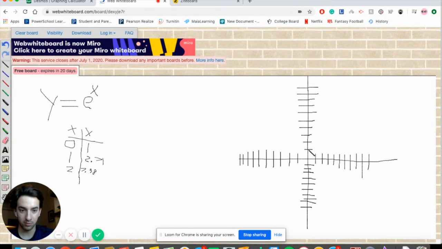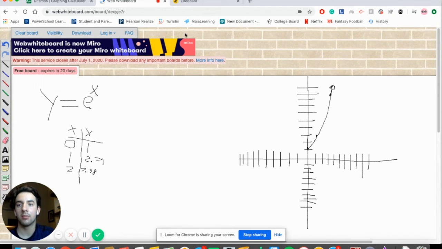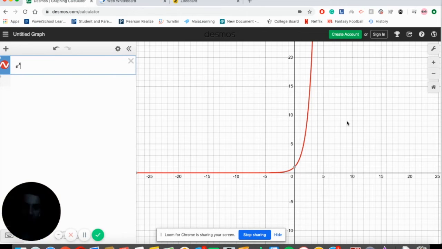So first we go to 0 and 1. We plot it in there. Then we go to 1 and 2.7, which would be about here. And we go to 2 and 7.38, which would be around here. And then the only thing we have to do is to join the points. Although this does not look perfect here because I'm doing it on the computer, here I have it open in Desmos, and here we can actually visualize how the graph looks.